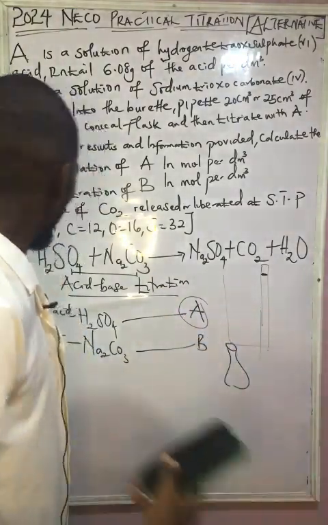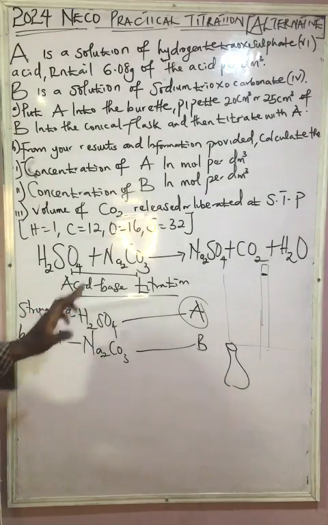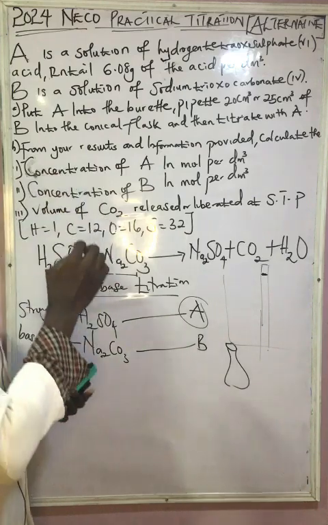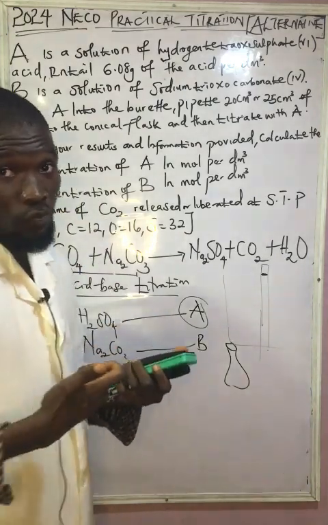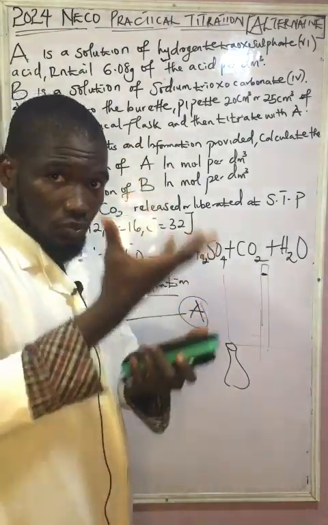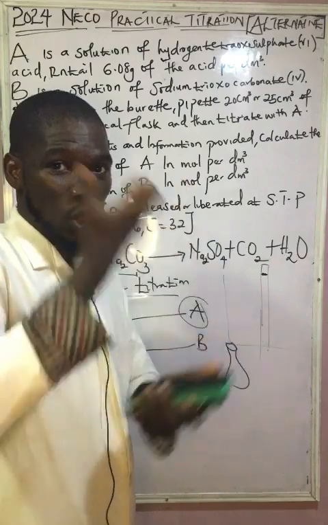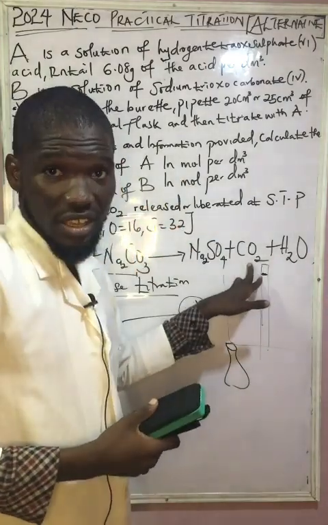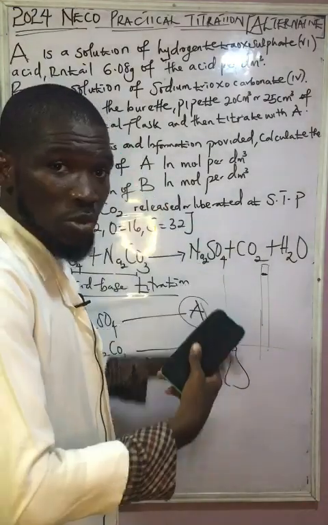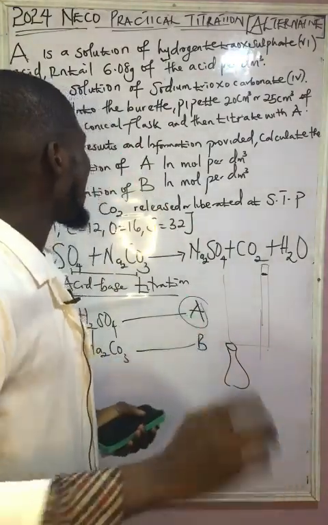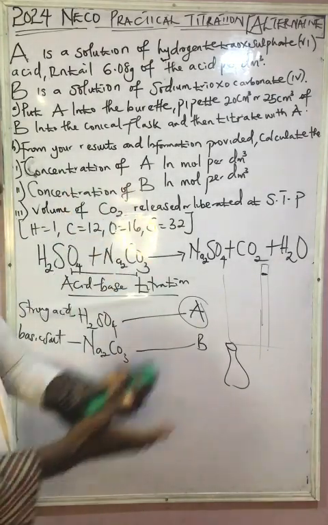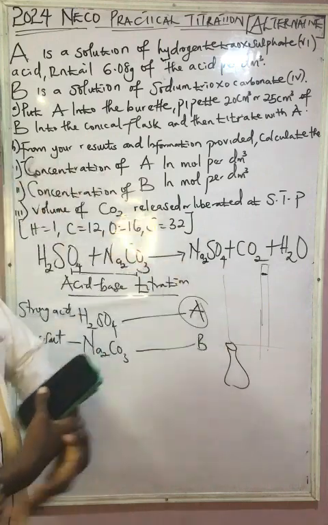Is that clear now? So this is our strong acid, this is our strong base. So if these two are reacting together, okay, listen now. When these two react together, there will be bubbles coming up. It will liberate CO2 gas, which is what you are having here, as well as the sodium sulfate. Are you getting it? So let's take a quick look at the table of reading, then move to the calculation.